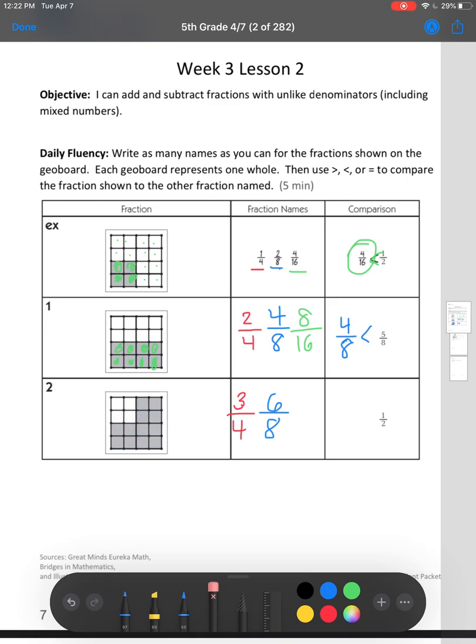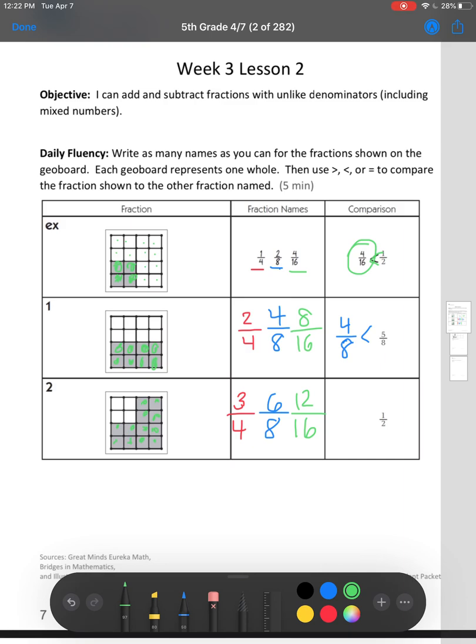Okay. Same thing, going back, trying 16ths. I'm going to say, all right, I have 1, 2, 3, 4, 5, 6, 7, 8, 9, 10, 11, 12 16ths shaded in. All right, now I'm going to compare one of these or all of these fractions to 1/2.